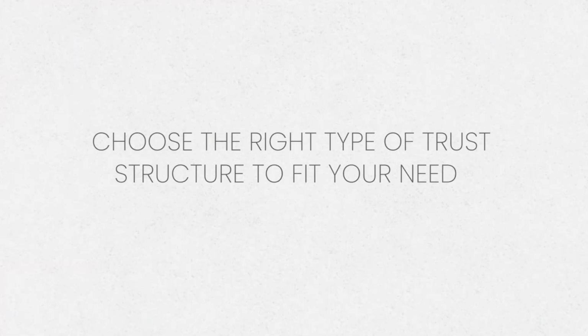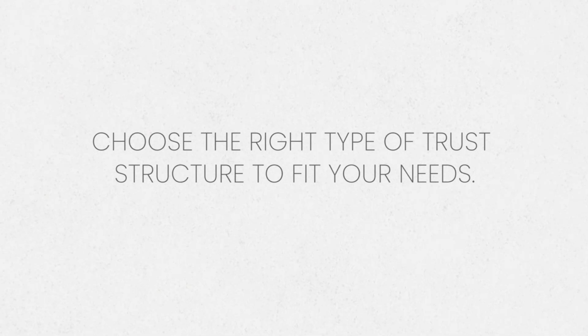The next step is choosing the right type of trust structure to fit your needs. There are various types of trusts, such as testamentary trusts and inter vivos trusts. Inter vivos trusts refers to living trusts or between living persons. The choice of trust type depends on the individual circumstances and goals. Seeking advice from a lawyer or a trust specialist is essential to determine the best structure for you.